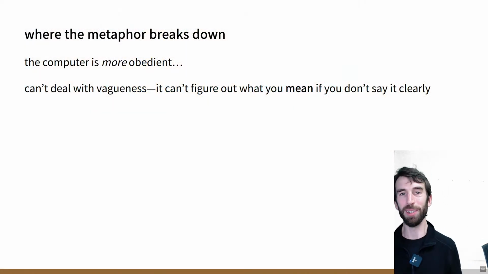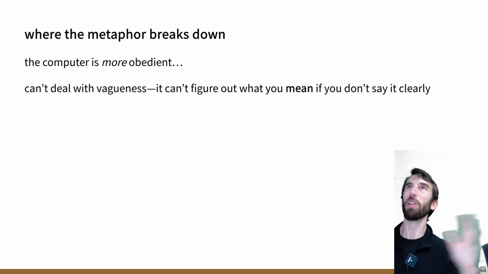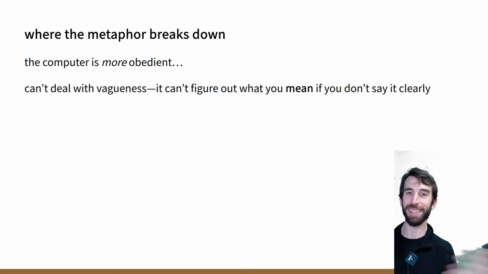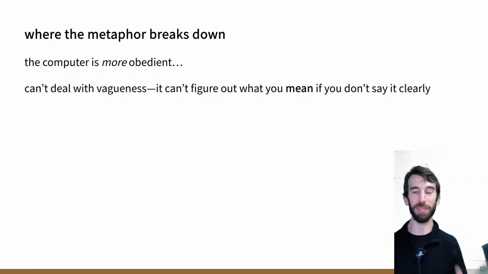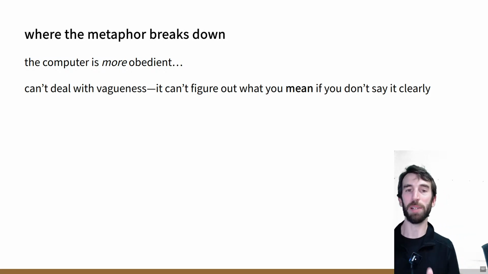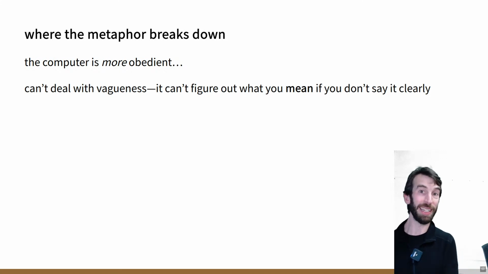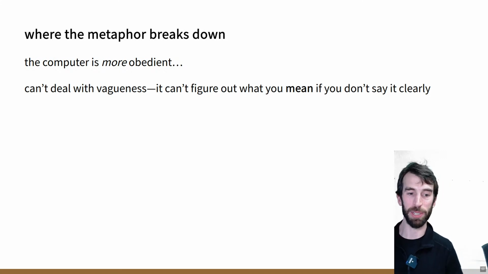One problem with computers is that you can't give any vague instructions. The computer is even more obedient than a child, who will at least make an attempt at something. Computers won't even try. If you haven't expressed yourself clearly, they will just give up, and that's where we have to do debugging to figure out what's going wrong.